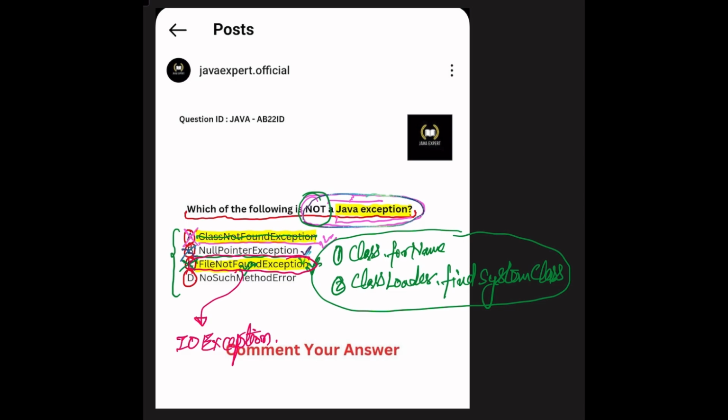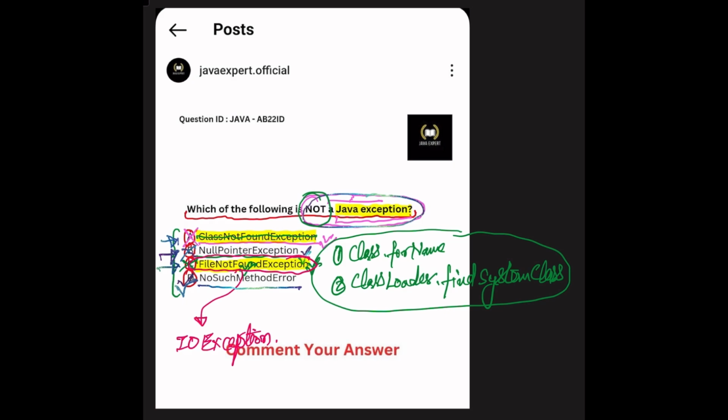It means that the three options A, B and C are wrong. It means option D is correct because this is an MCQ. It means only one option is correct. So option D is correct. But let me tell you how it is correct. Why is option D correct? Just let me explain. We are going to know about no such method error. Why is it the correct option?